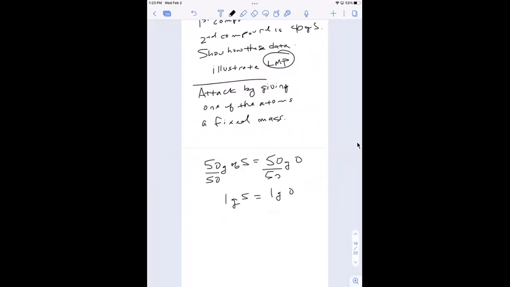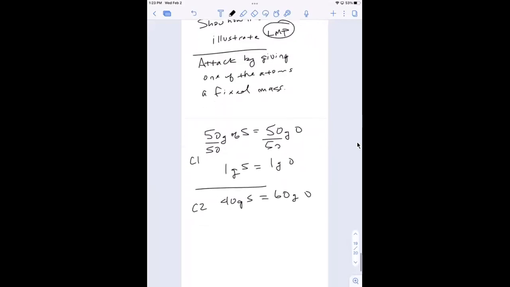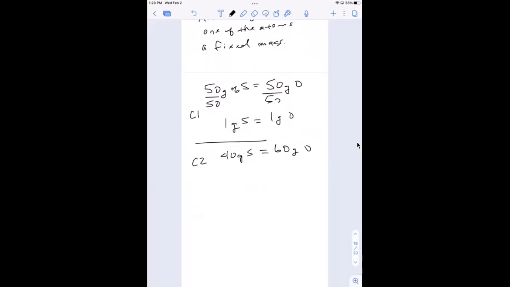Second compound, so we're going to call this C1, C2. Compound 2 was 40 grams of sulfur. How many grams of oxygen if the total sample is 100? 60 grams. Good, excellent. All right, so now we're going to take this and resolve. Since the 40 is a smaller number, we're going to divide both sides by 40 and see what we get.